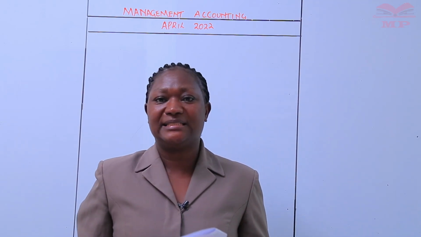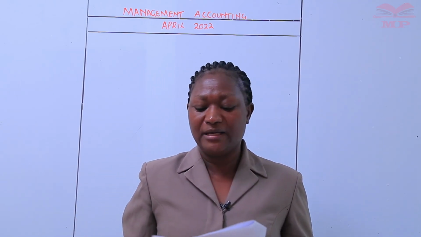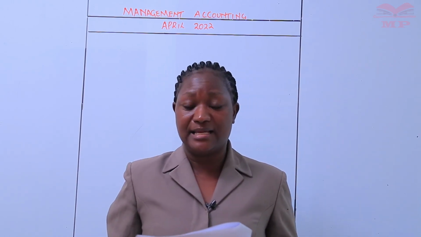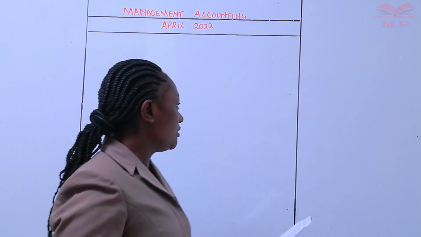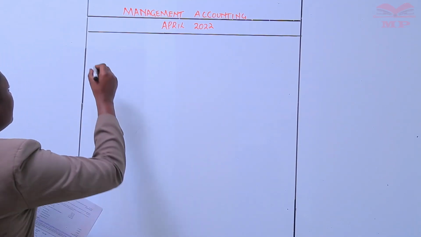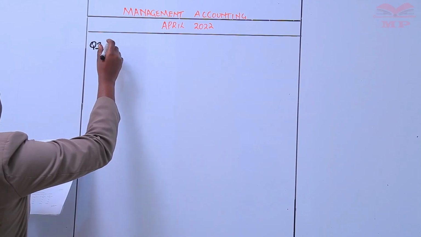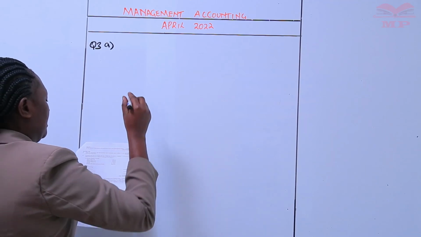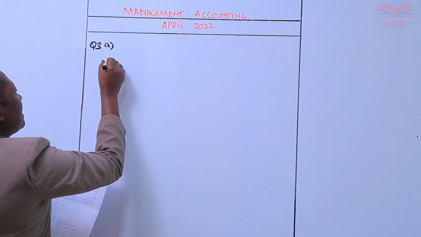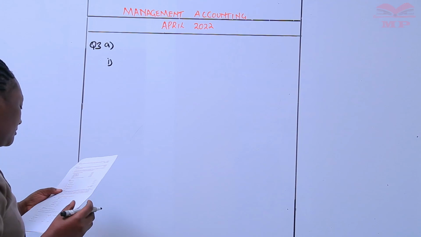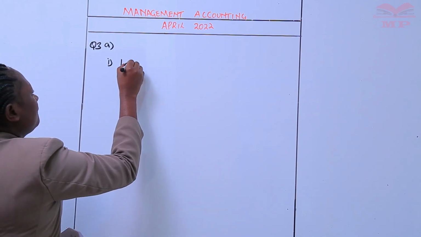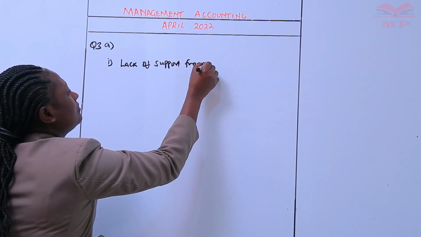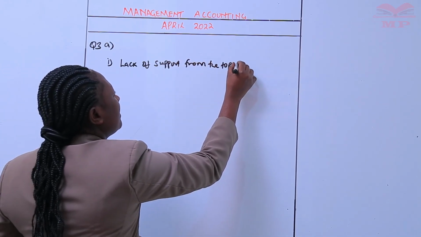Remember, you need to understand the qualities of the cost accounting management system for you to know the challenges that are likely to be incurred. But I'll go straight to answer the question. This is question number 3, part A. Challenges to be encountered. 1, you may have lack of support from the top management.